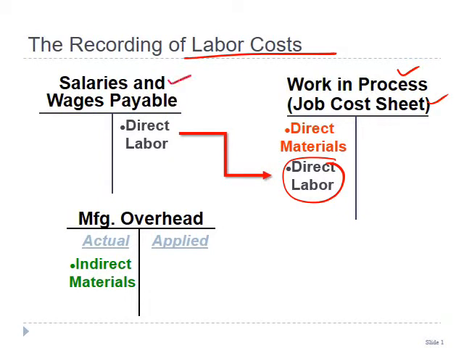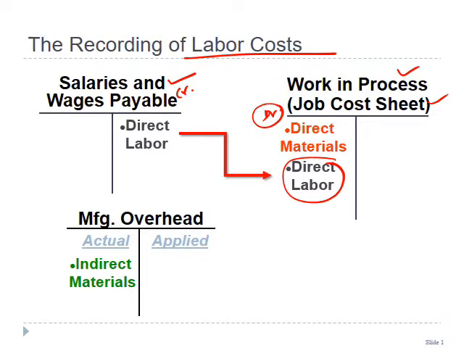And since the worker has worked for us and we have to pay him the amount of labor, labor is basically wages payable, so that is our liability. When liability increases, we write it on the credit side, and when work in progress increases, we write it on the debit side.